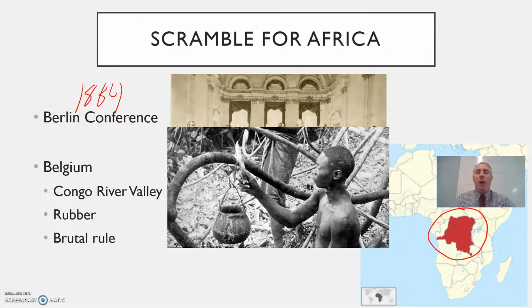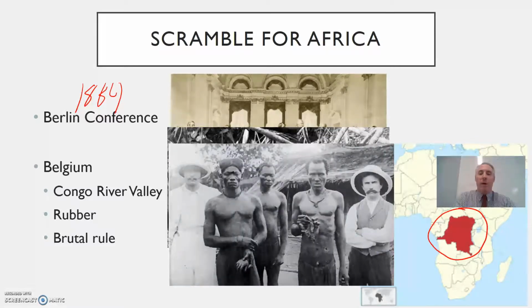Africans were forced to work under unthinkable conditions. They were worked to death, they were starved to death, and mutilations were common in order to ensure workers met their quotas. Mutilation means the disfiguring of something on the body. The favored method was chopping off of hands.